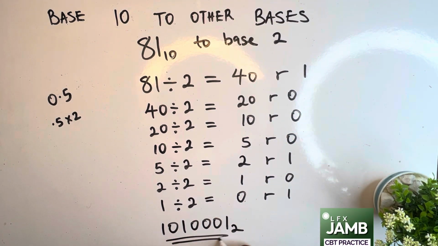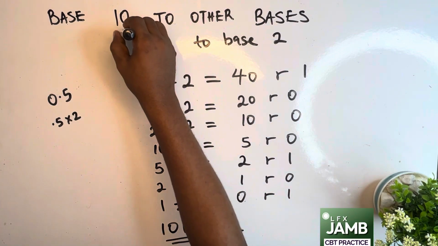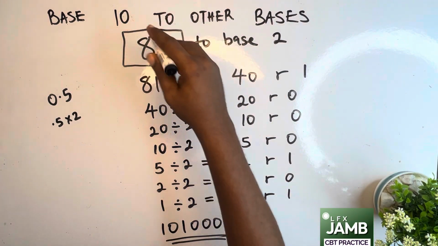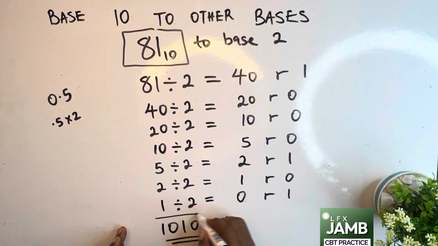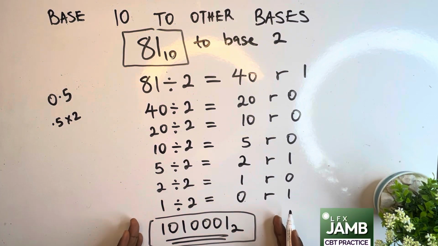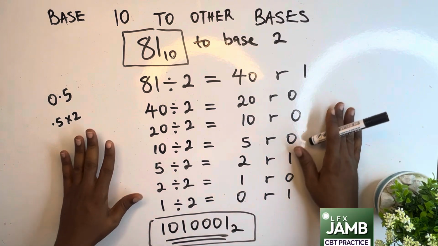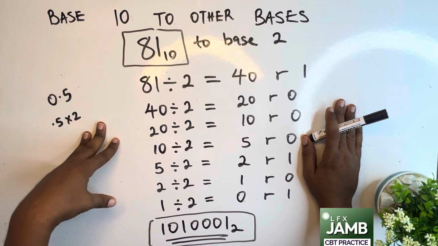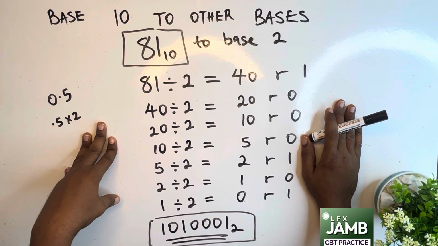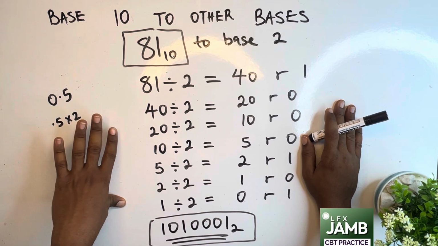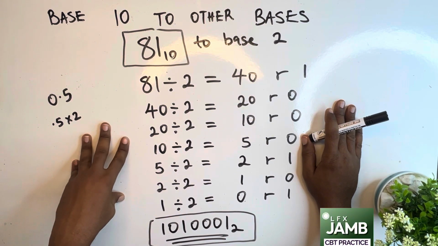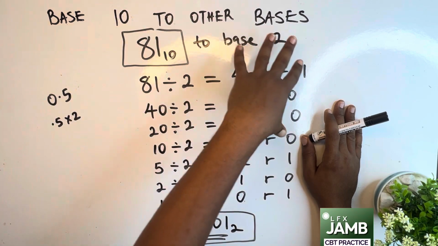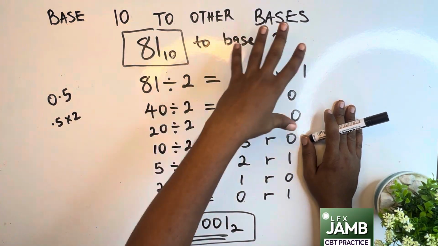So we have successfully converted 81 from base 10 to this number in base 2 with the continuous division method. So you can test many other numbers, or you can go to the JAMB questions, go to binary or number bases and search for questions where we have to convert a base 10 number to a base 2 number.